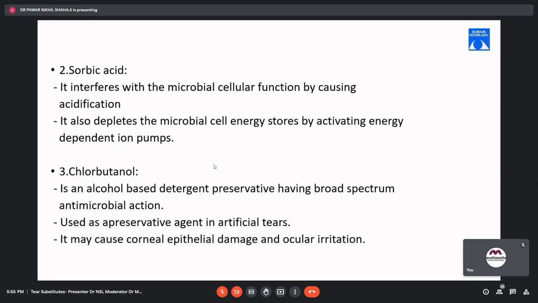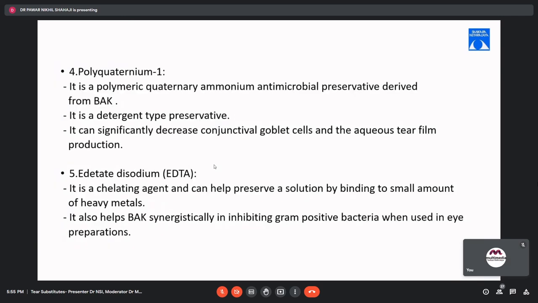It interferes with the microbial cellular function by causing acidification, so depletes the microbial cell energy stores by activating energy-dependent ion pumps. Chlorbutanol, it is an alcohol-based detergent preservative, having broad-spectrum antimicrobial action. It may cause corneal epithelial damage and ocular irritation. Polyquaternium, it is a polymeric quaternary ammonium antimicrobial preservative derived from benzalkonium. It is a detergent type preservative and it can significantly decrease conjunctival goblet cells and the aqueous tear film production.